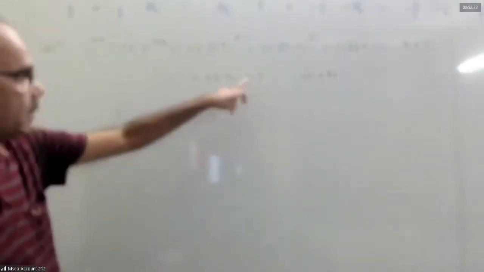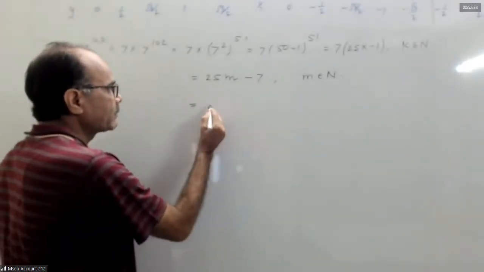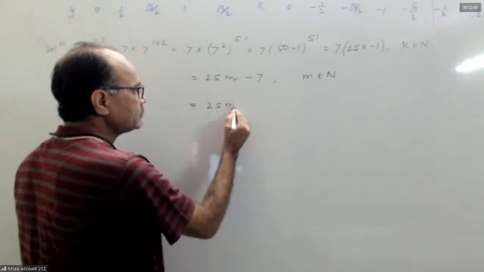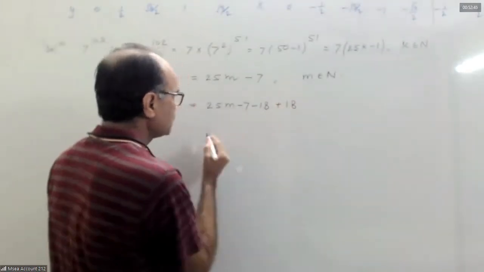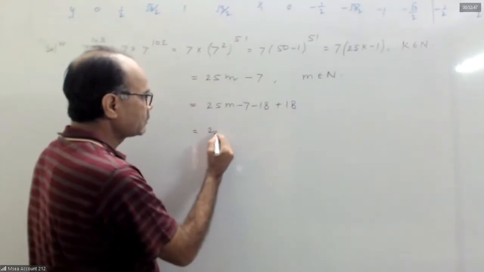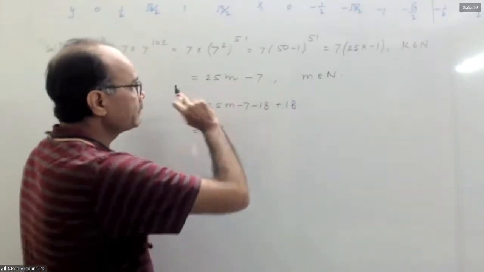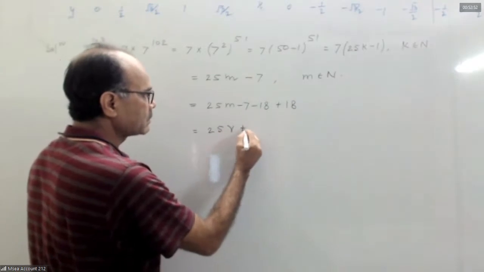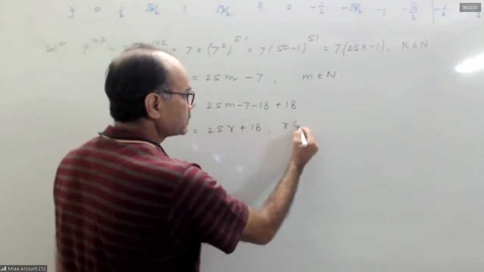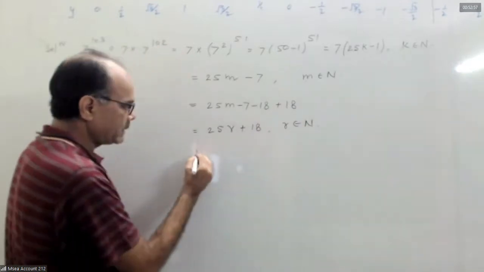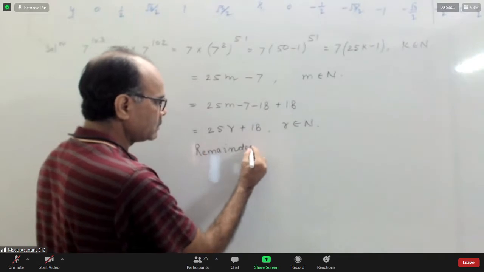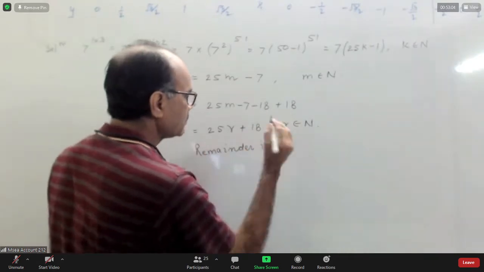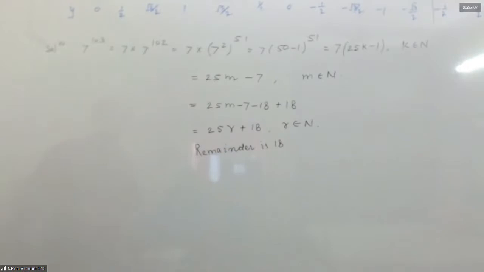So again here the remainder cannot be negative, so minus 18 plus 18. Very simple. Minus 7 minus 18 plus 18. This equals some 25km plus some r, r belongs to n. So the remainder is 18. Yes, sir. Similar type.